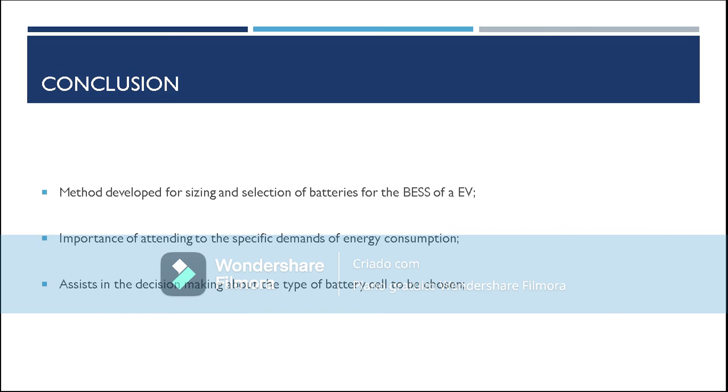And just to conclude this video, we found a method developed for sizing and selection of the battery of the electric vehicle, showing the importance of attaining the specific demands of energy consumption and how to take into account the energy consumption in the sizing of the battery package. And we also found a method that assists us in the decision making about the type of battery cells to be chosen. So that's it.